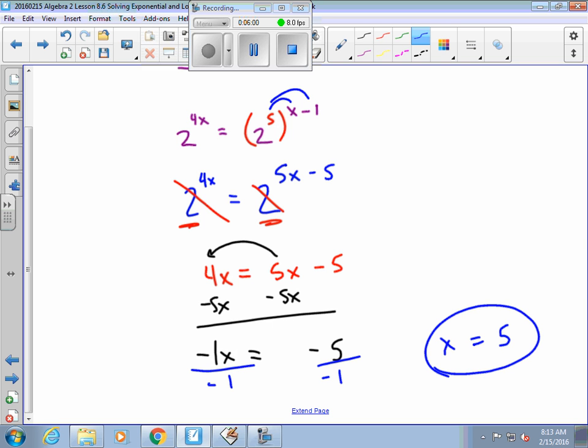2 to the 4 times 5 will be 2 to the 20th power. Is that the same thing as 5 times 5 plus 5 times negative 1? I'm sorry, 5 times 5 would be 25, and 5 times negative 1 is negative 5. So you get 2 to the 20th power on both of them. You don't need to get to that big number. It says the exact same thing on both sides, 2 to the 20th power. X then is equal to 5.